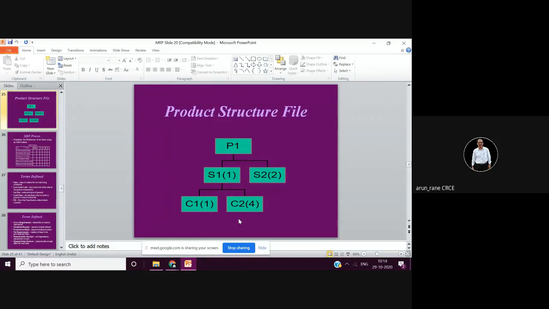Certain components like bearings, oil seals, O-rings, nuts, and bolts are available as standard items, so we call them purchase items, which will come under C1. Cylinder, piston, and connecting rod you need to manufacture, so those come under manufacturing items. So you have to divide the components into purchase components and manufactured components.